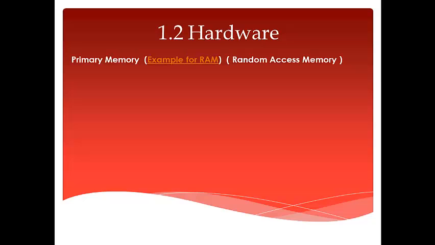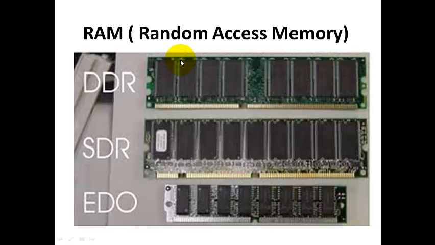In primary memory, we'll see RAM. RAM stands for random access memory. Before seeing RAM, we'll see examples of RAM. Here we can see some examples. This is called RAM. What is the use of this RAM? In case of the secondary storage devices, for example the hard disk, and the primary storage devices, for example RAM.